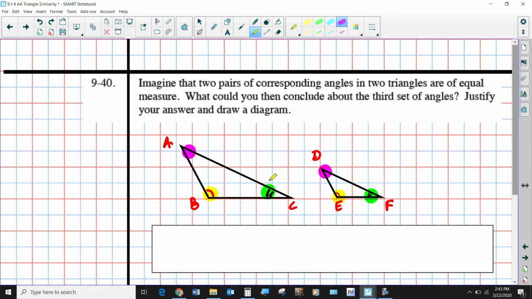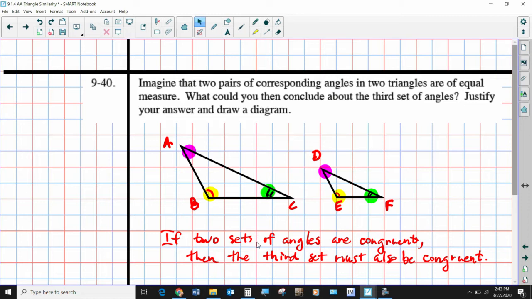If I know angle B and angle E are the same, and I know angle C and angle F are the same, then I know that their sums are going to be the same. And when you take 180 minus those sums, you're always going to get whatever the measure of angle A or angle D are. So that would be a way of proving it if you needed to show the proof, but this is basically what we're saying. If two sets of angles are congruent, then the third set must also be congruent.